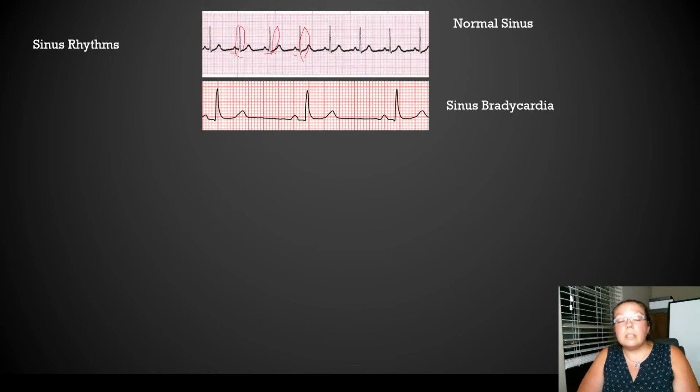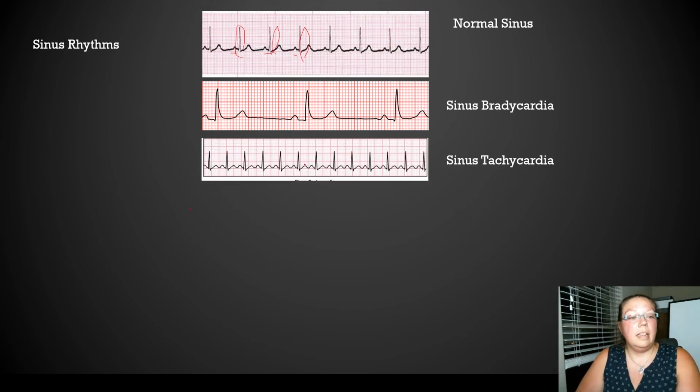Sinus brady. So this is when you have a sinus rhythm, but it's slow. This one looks like a heart rate of 30. So below 60 is bradycardia or sinus bradycardia. Then we've got sinus tachycardia. That is a sinus rhythm. It's regular, it's got P waves, it has QRSs, but it's a fast rhythm. Normal is 60 to 100, so anything above 100 would be sinus tachycardia. So those are our sinus rhythms.